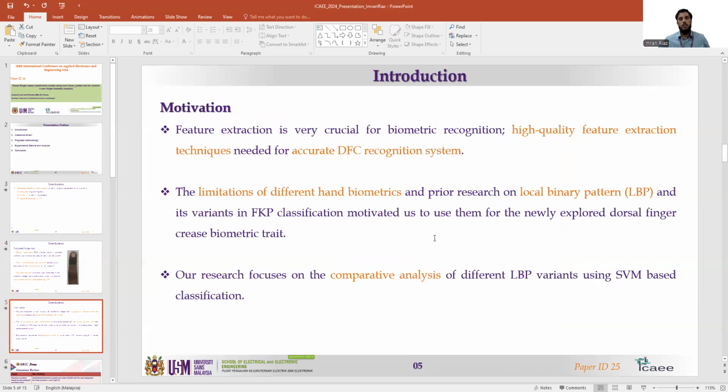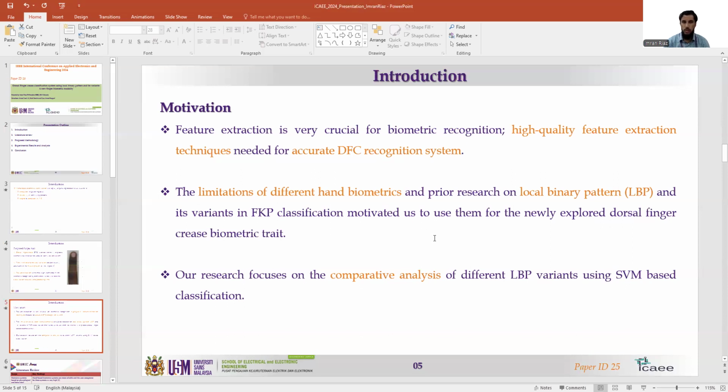What is the motivation to do this research work? Feature extraction is very important: if we extract the actual features rather than the raw data, it will give high accuracy in our recognition system. And as I discussed, there are some limitations in the existing hand-based biometrics, so there is a need to search for new modalities.